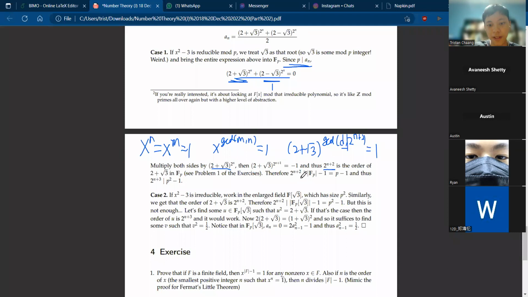So therefore, 2^(n+2) must divide p minus 1. Remember, this was problem 1 of the exercises just now. But then I just multiply both sides by p plus 1. p plus 1 is an even number. So 2^(n+3) divides p squared minus 1. Okay, that's the case where square root 3 is actually a residue mod p.